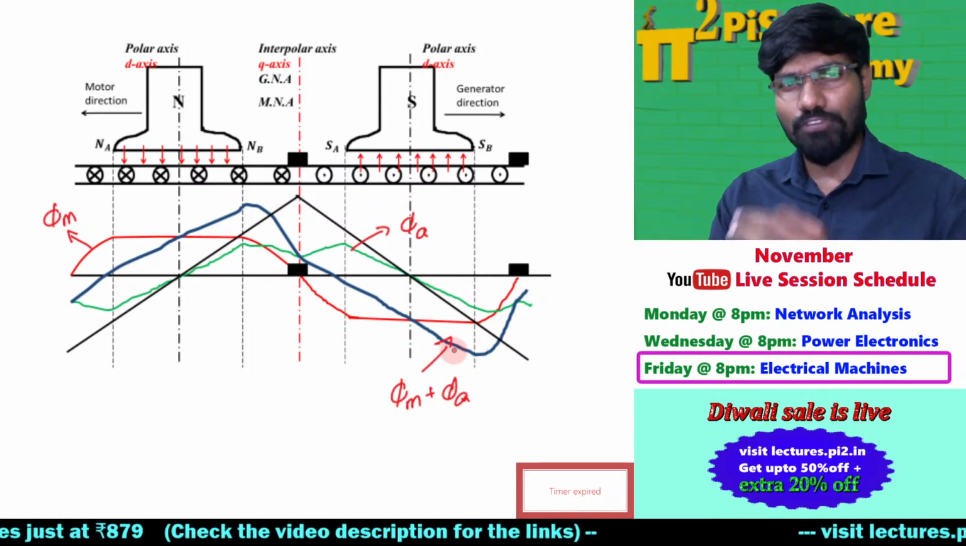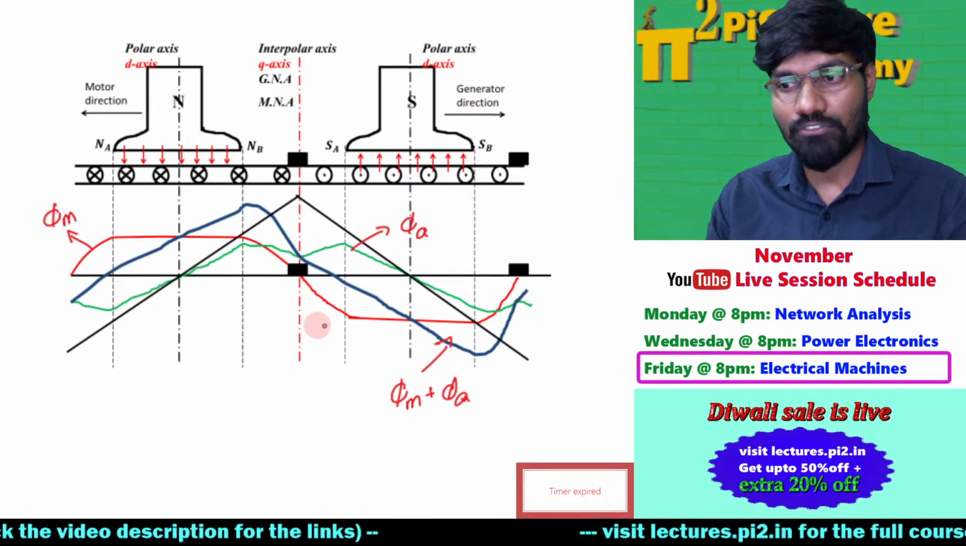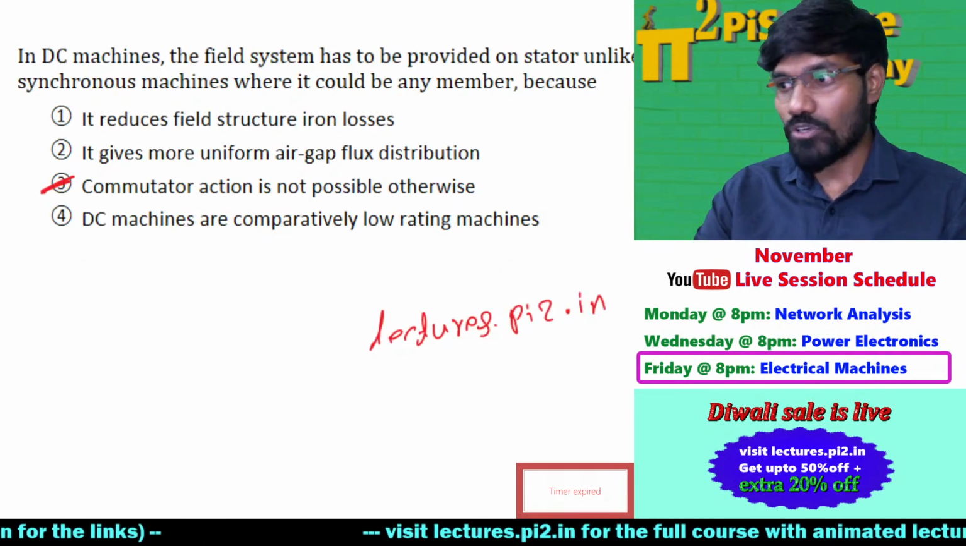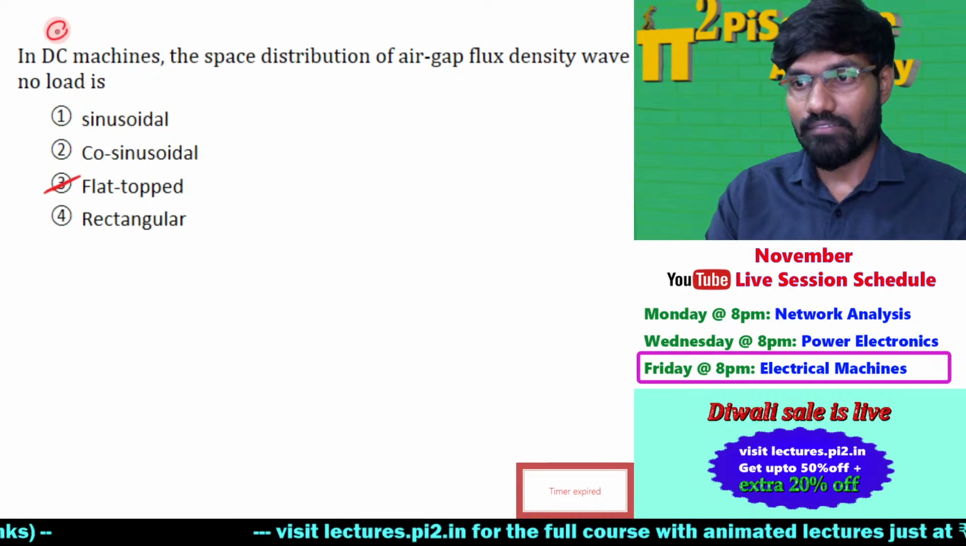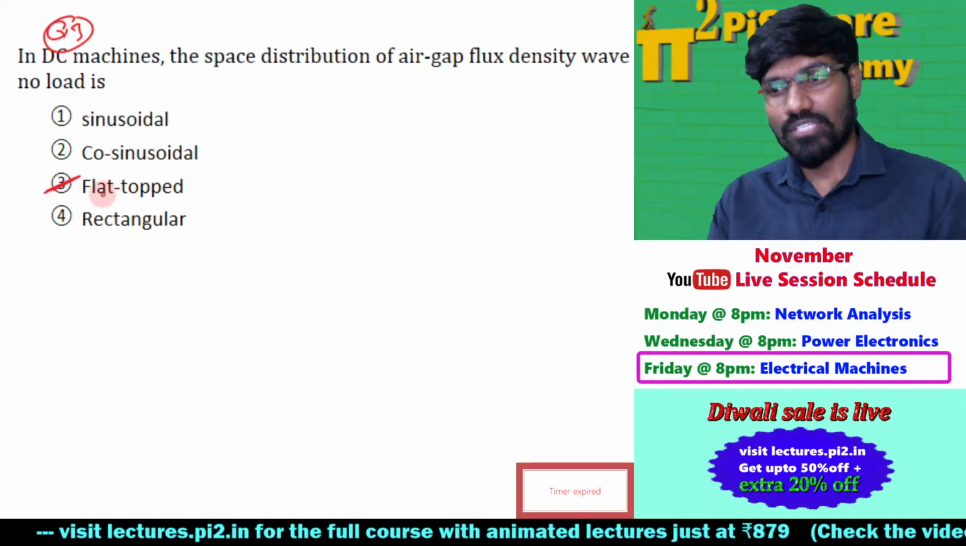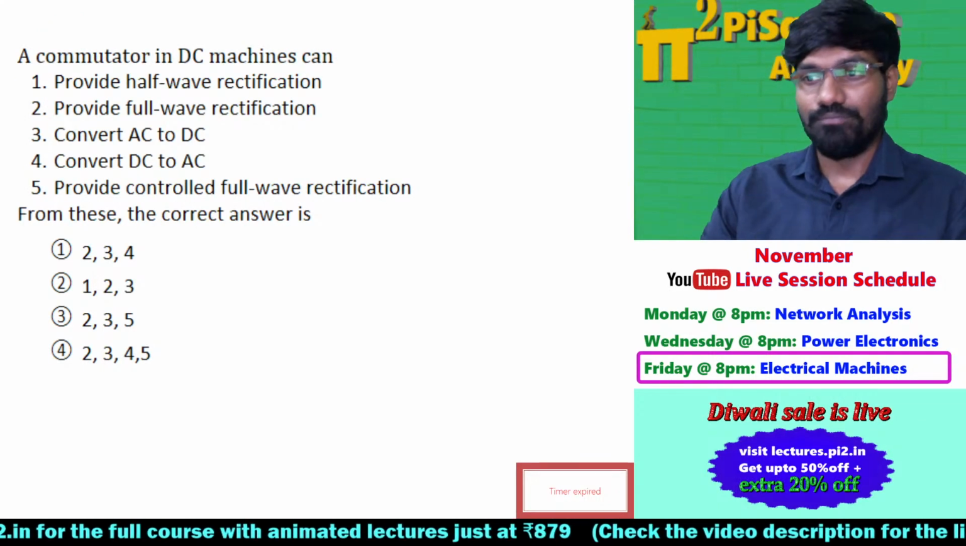Now it is asked for the no load case. During no load, phi a is 0. Only phi m is present, which is a flat top. One can say it is a trapezoid also. Okay, this is question number 3. Flat top or trapezoid, you can say. Okay, let's go to the next question.